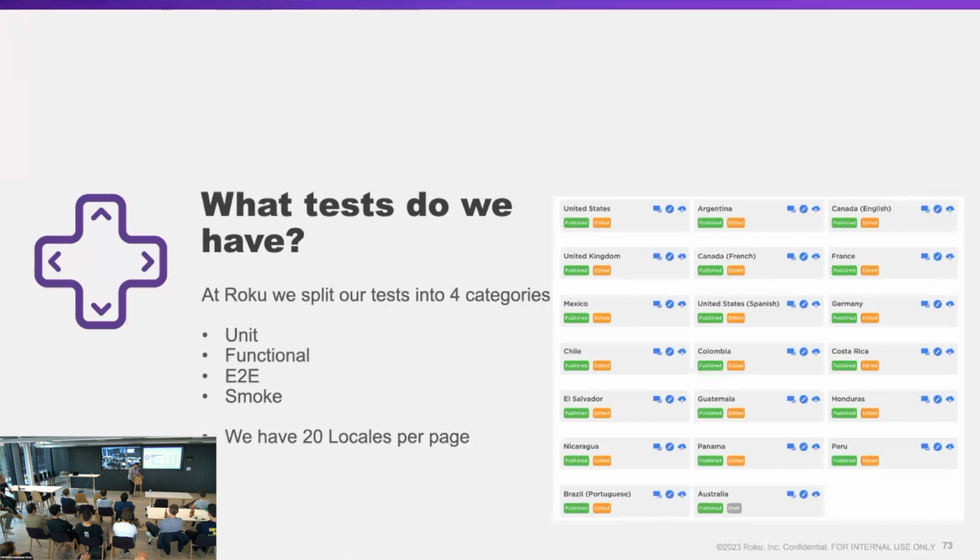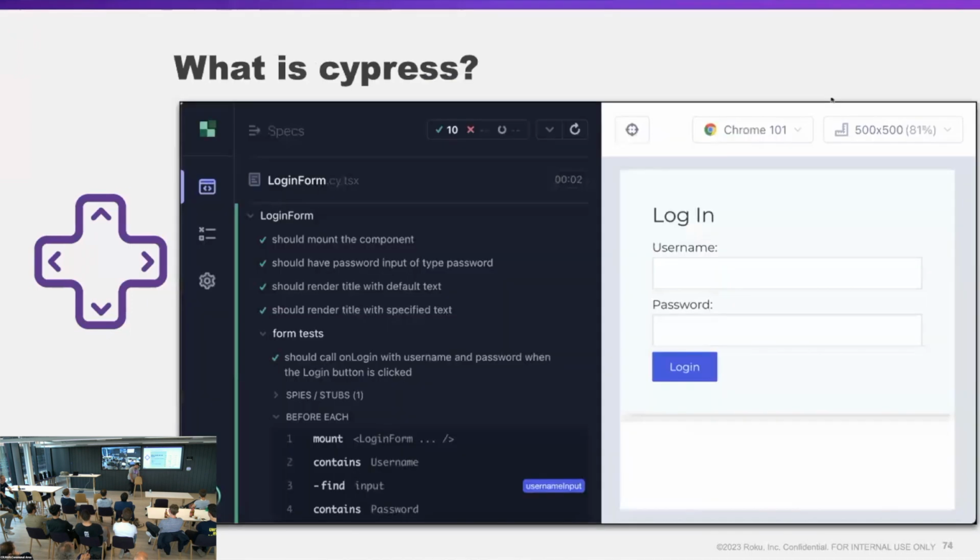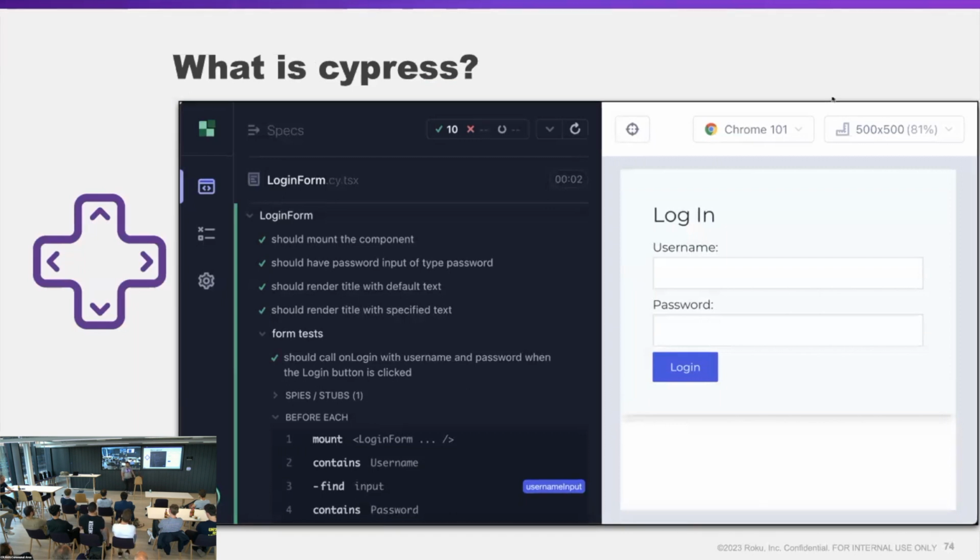So how we run these tests to get started is we use Cypress. For those of you that don't know what it is, it's a framework to help you write your tests. You can also see the output of your page and the tests on the side. So if there's any problems, you can go ahead and visualize them. It's much easier, great developer experience. If you guys have not used it, give it a try.